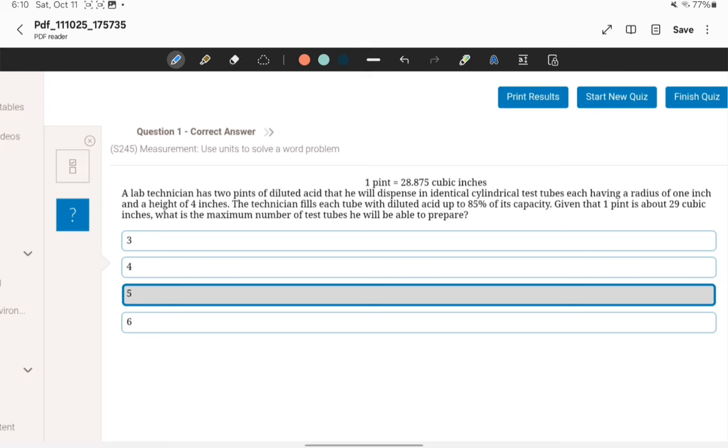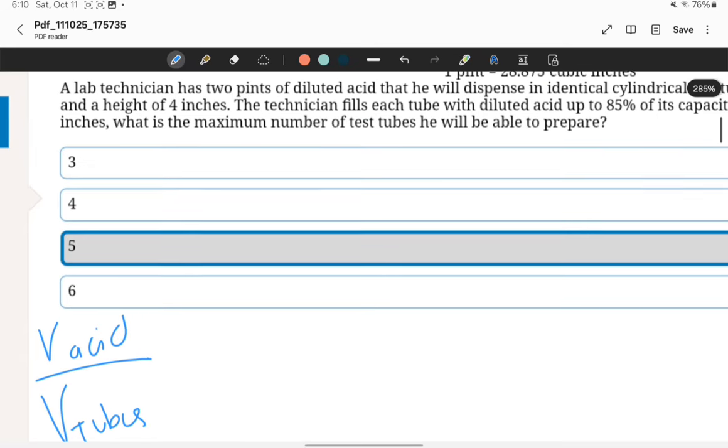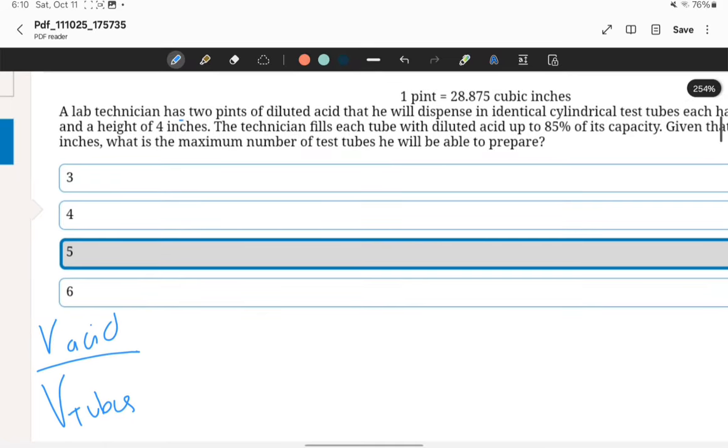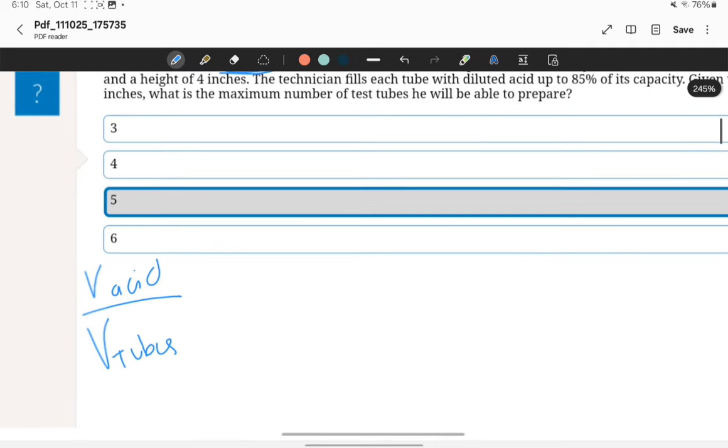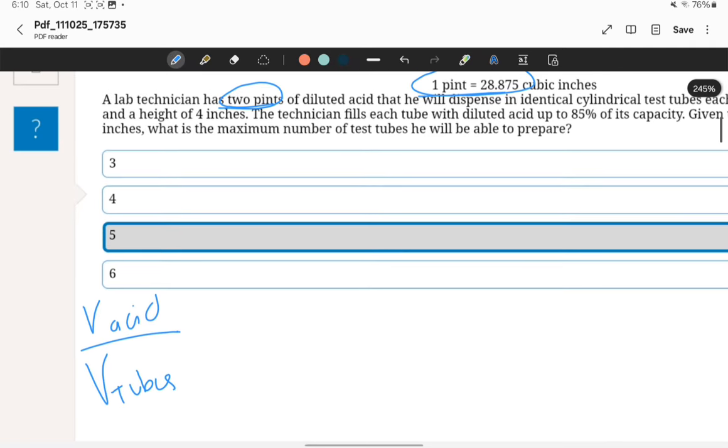Okay. When they say the number of tubes we want to prepare, that means the volume of the liquid we have, so the volume of our acid, over the volume of our tubes, because they want to know how many of these tubes we could get. So the volume of our acid, they said that we have 2 pints of our acid, and each pint is 29. They say here 29, so just use that. Okay, so that means we have 2 times 29 over the volume of our tubes.